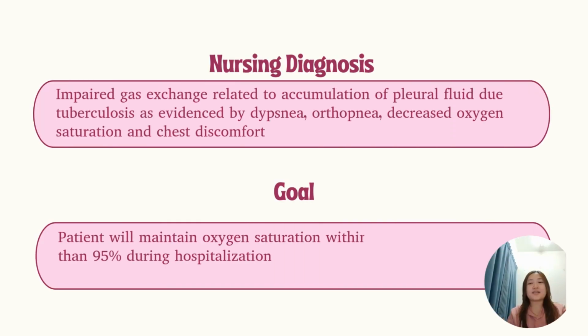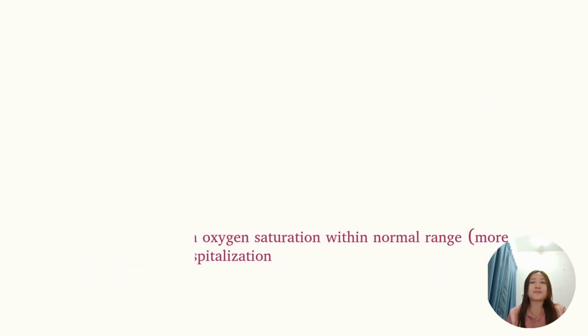First nursing diagnosis is impaired gas exchange related to accumulation of pleural fluid due to tuberculosis as evidenced by dyspnea, orthopnea, decreased oxygen saturation, and chest discomfort. So the goal is patient will maintain oxygen saturation within normal range, which is more than 95% during hospitalization.